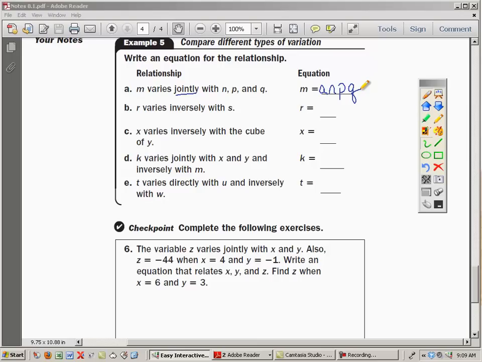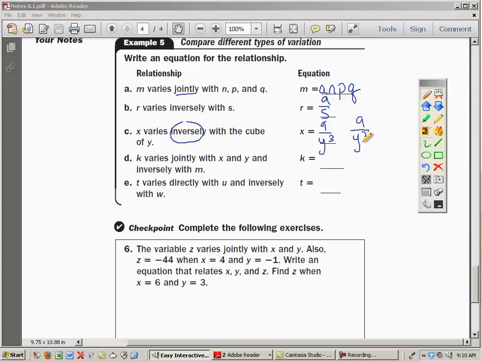R varies inversely with s. Okay, r equals a over s. All right. X varies inversely with the cube of y. All right, so let's deal with that first. X varies inversely, so that's a over, right? Because it's inversely, we have a over, and then with the cube of y, we're going to make it y cubed. So this is x equals a over y cubed.